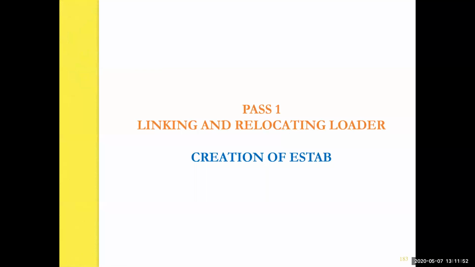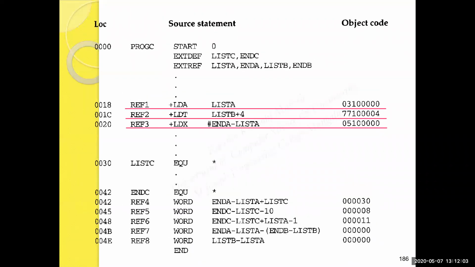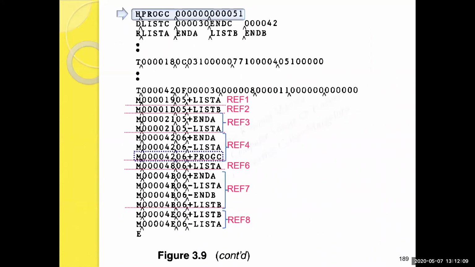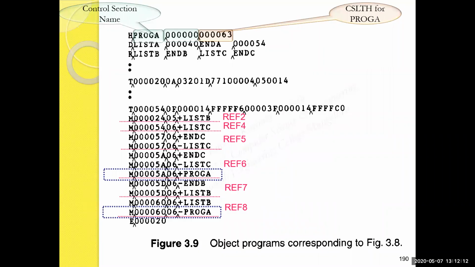We will now consider pass 1 processing of the linking and relocating loader and see how the external symbol table is created for the set of object programs for program A, program B, and program C, which we considered in the earlier discussion. So these are the 3 object programs generated. Let us assume that the control sections are given to the linking and relocating loader in the order program A, followed by program B, followed by program C.